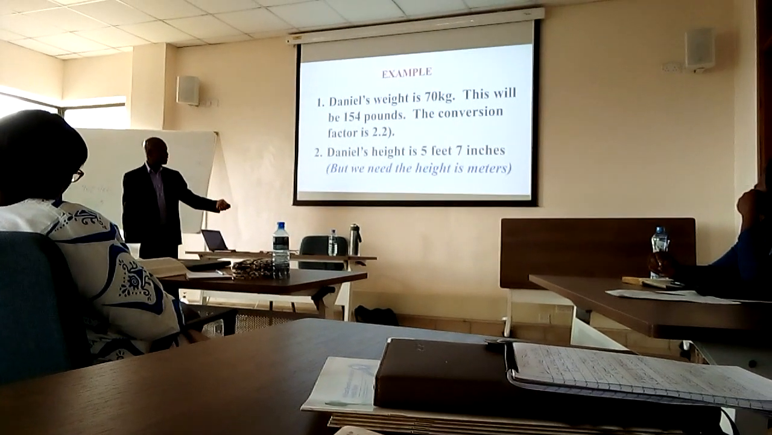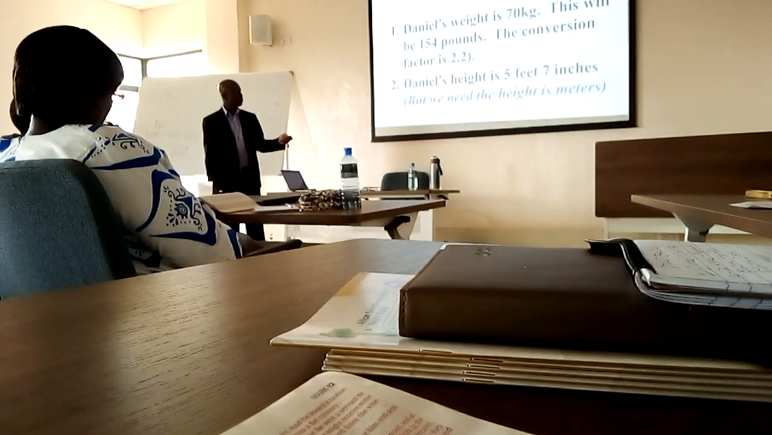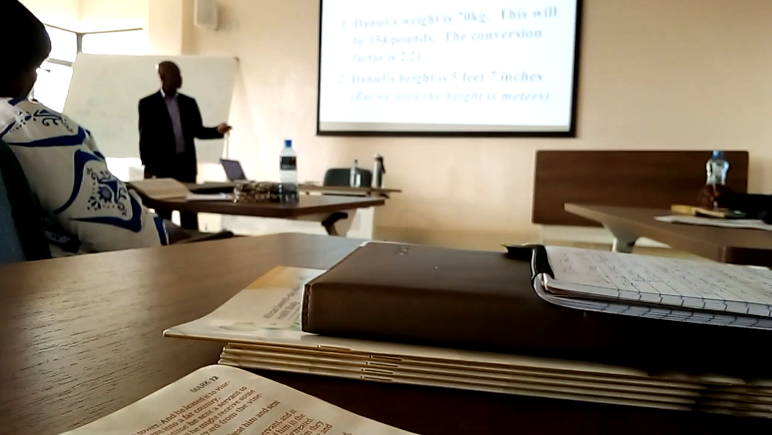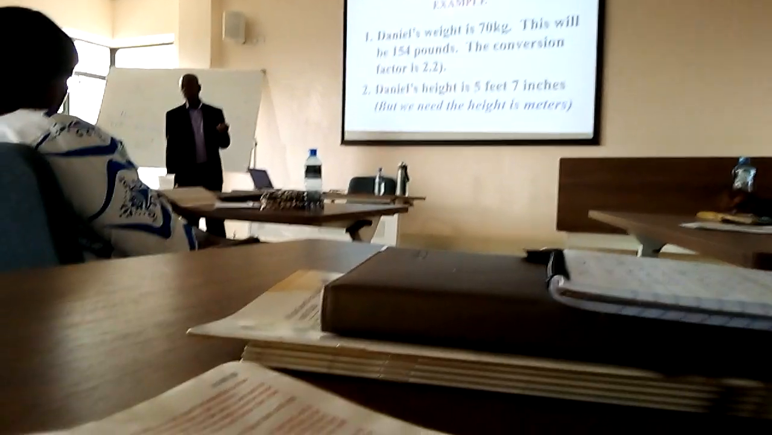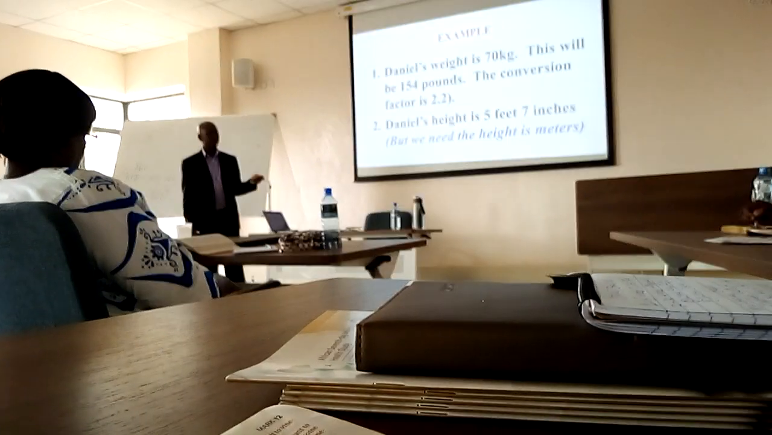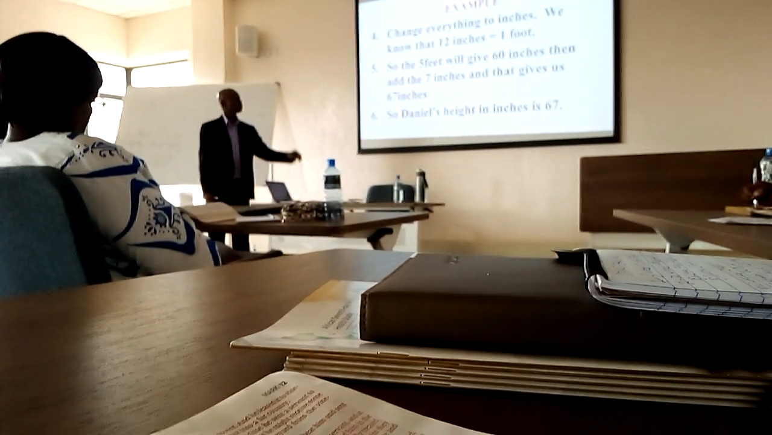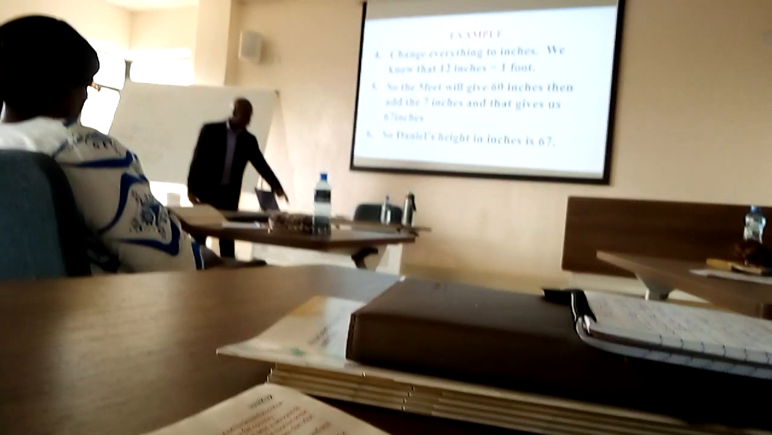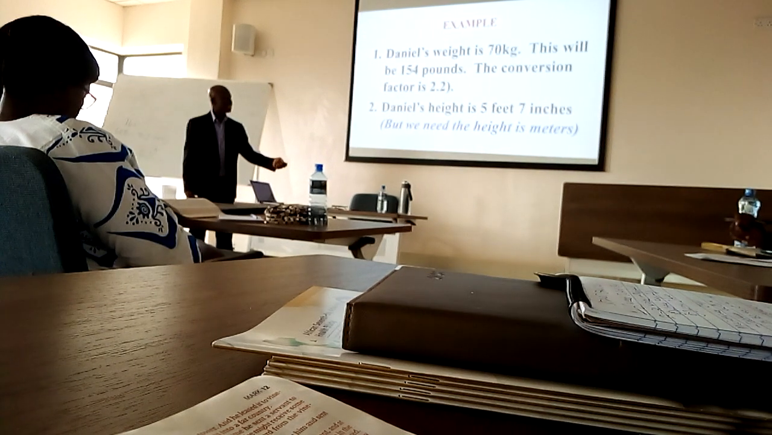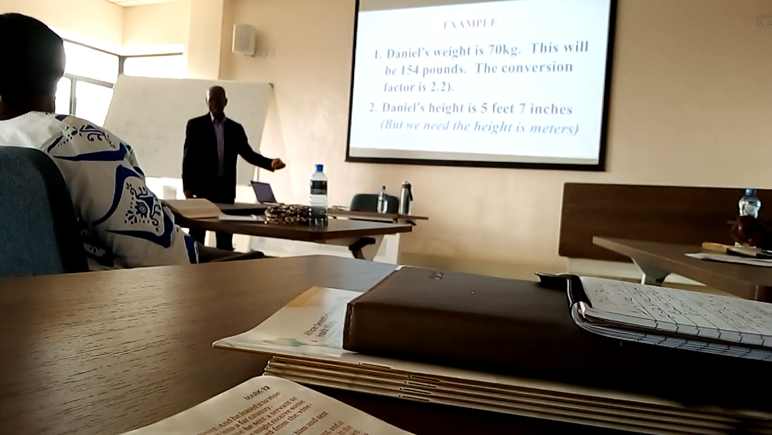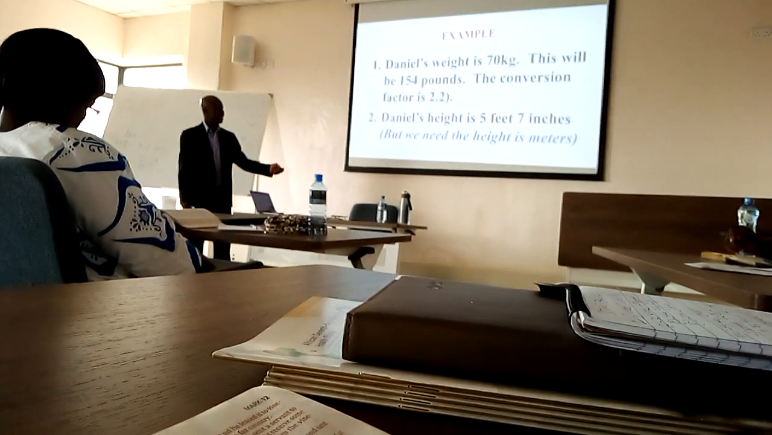Daniel is 5 feet 7 inches. So to get everything into inches, we multiply this by 12 and then we add the 7. 67 inches. Now why should I multiply by 12? Because 1 foot is 12 inches. The 7 is already in inches, isn't it? Are we together? The 7 is already in inches, so we are only changing this into inches and then we add the 7.